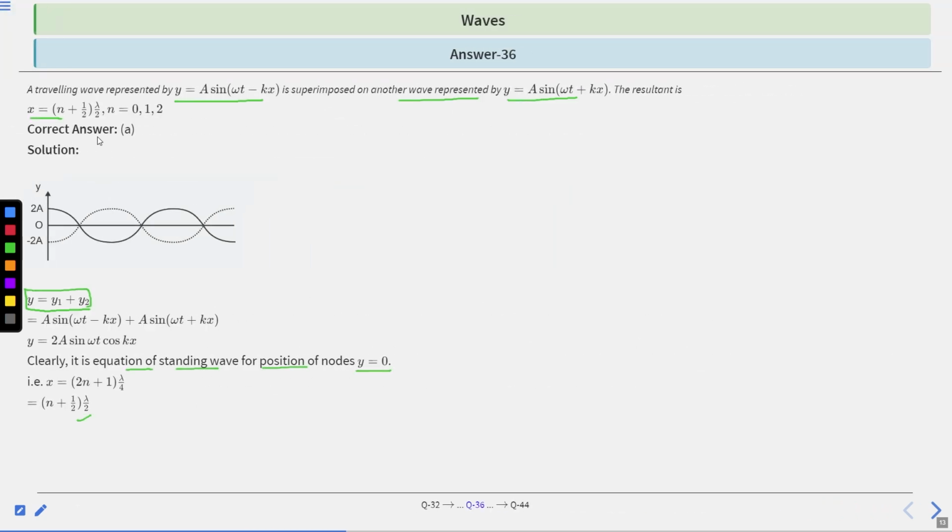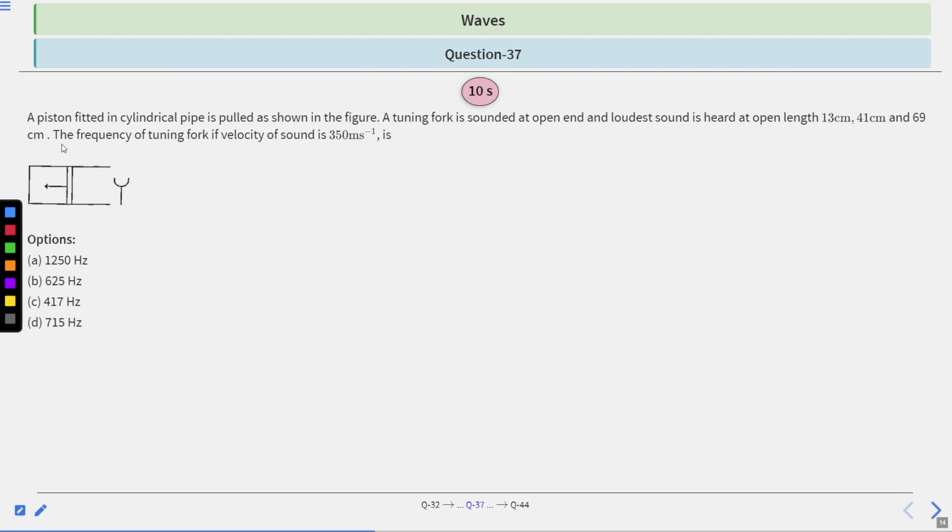Next question, 37. A piston fitted in a cylindrical pipe is pulled as shown in the figure. A tuning fork is sounded at the open end and the loudest sound is heard at open lengths 13 cm, 41 cm and 69 cm. The frequency of the tuning fork is, if the velocity of sound is 350 meter per second, what? So this question asks about the frequency of the tuning fork.